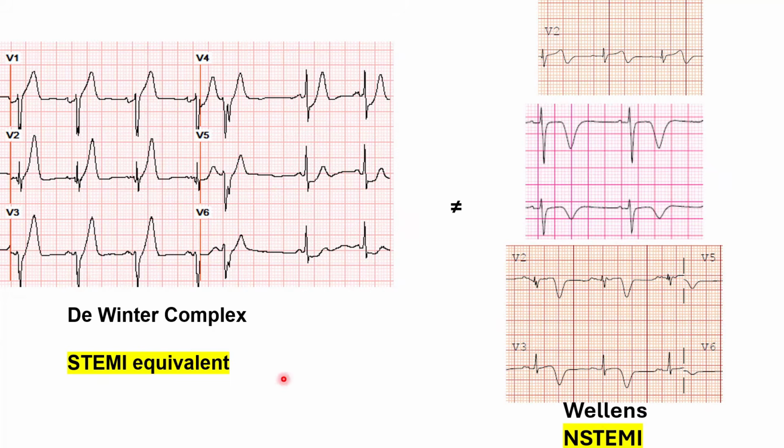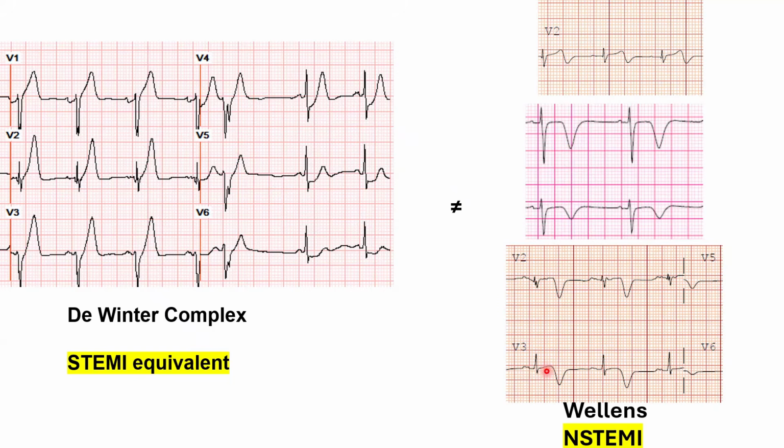And be careful, distinguish de Winter T waves from Wellens T waves. De Winter T waves are anterior STEMI, whereas Wellens T waves are non-STEMI. Wellens T waves are those biphasic positive-negative T waves in leads V2 through V4 with a sharp downslope of the T, almost 90 degrees between the upright and the negative portion, or deeply inverted T waves in those precordial leads preceded by a straight or convex ST segment.